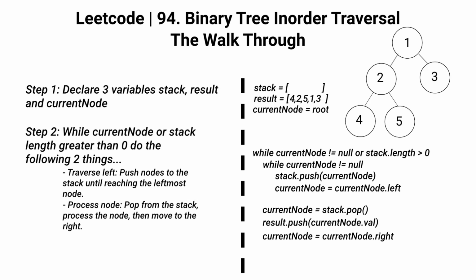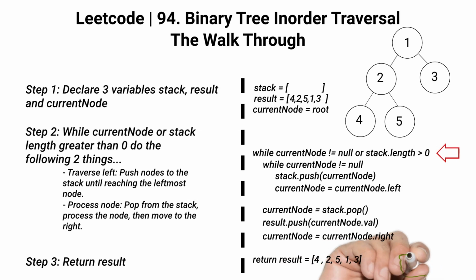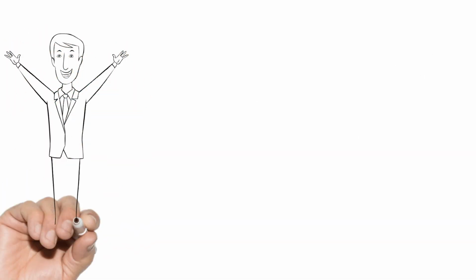And now we can see that current node is equal to null and the stack has a length equal to 0, so we'll break out of the while loop. Step 3, we'll return the result, which is 4, 2, 5, 1 and 3, which is exactly what we were looking for. And that's it. It's as easy as that.